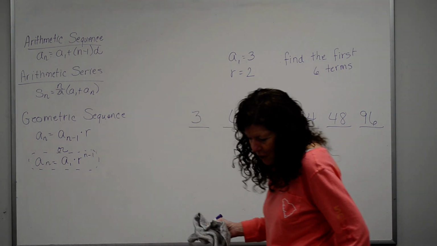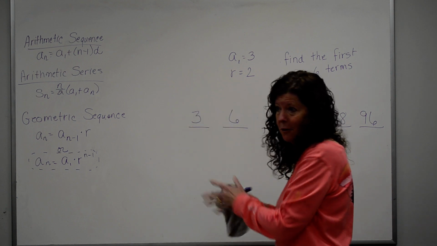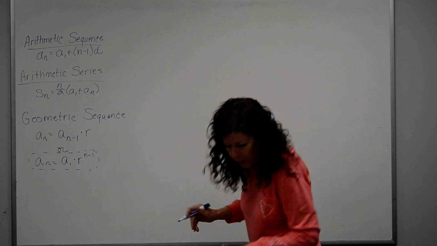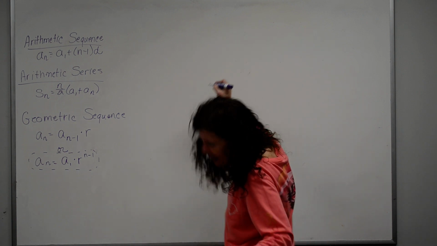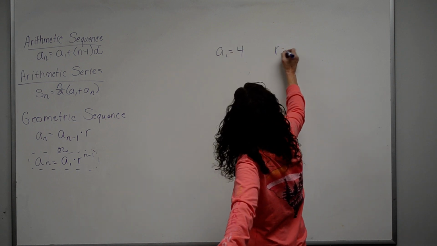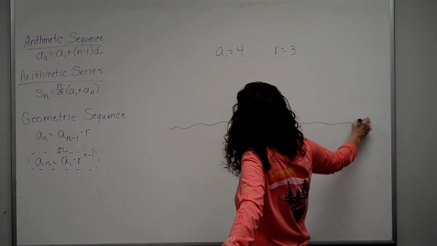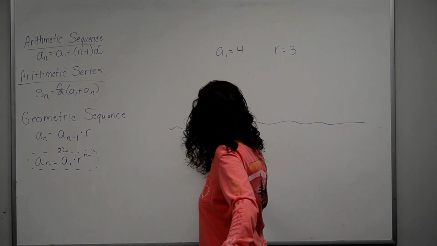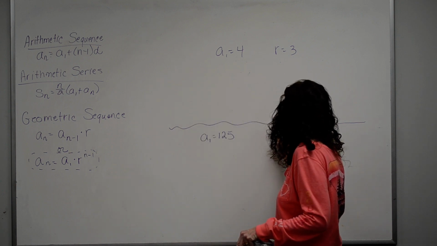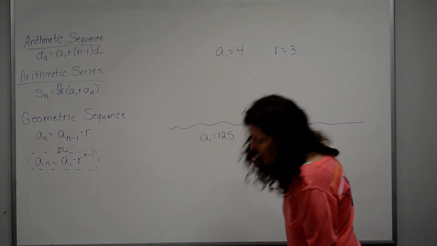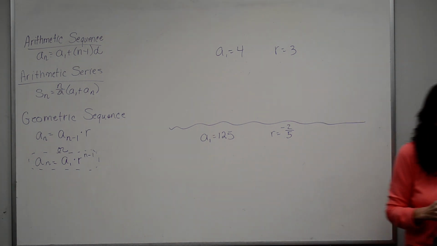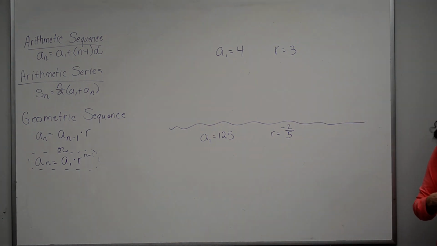All right, I'm going to give you 2 to do up here, and I want you to find the first 6 terms. So the first one, you have a sub 1 is equal to 4, and the r is 3. First 6 terms on both. Second one, you have a sub 1 is equal to 125, and the r, be careful here, is equal to negative 2/5. Go ahead and leave them in fraction form, not decimal form, on the second one. First 6 terms.